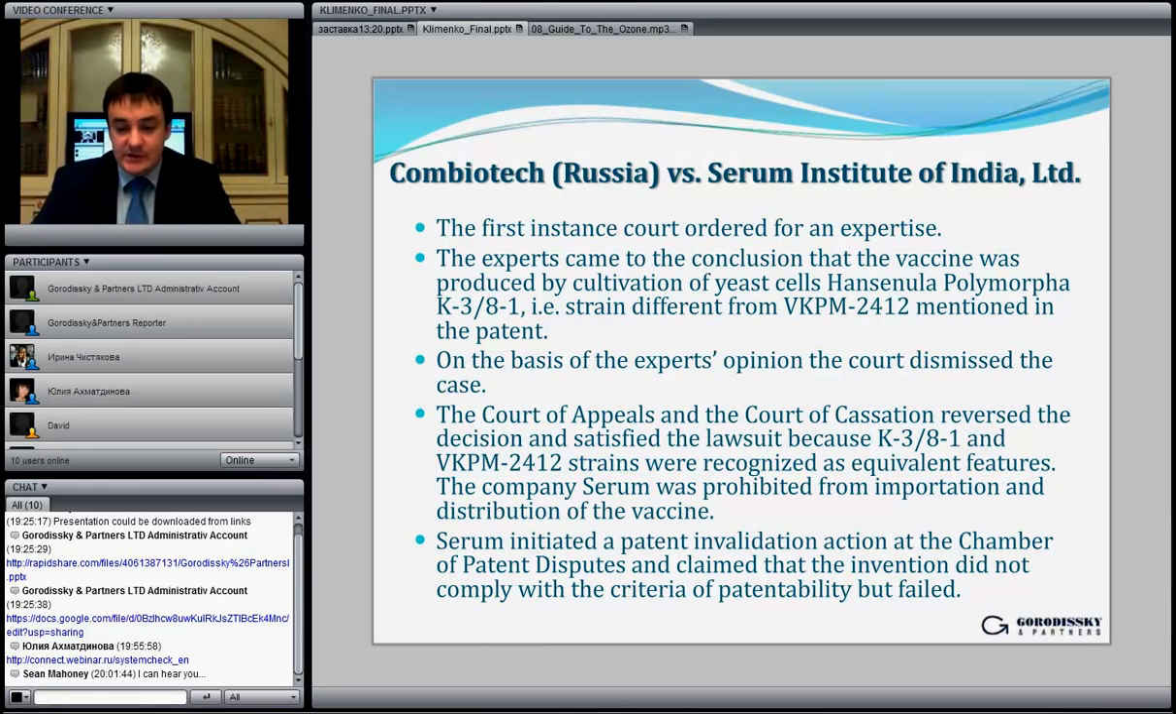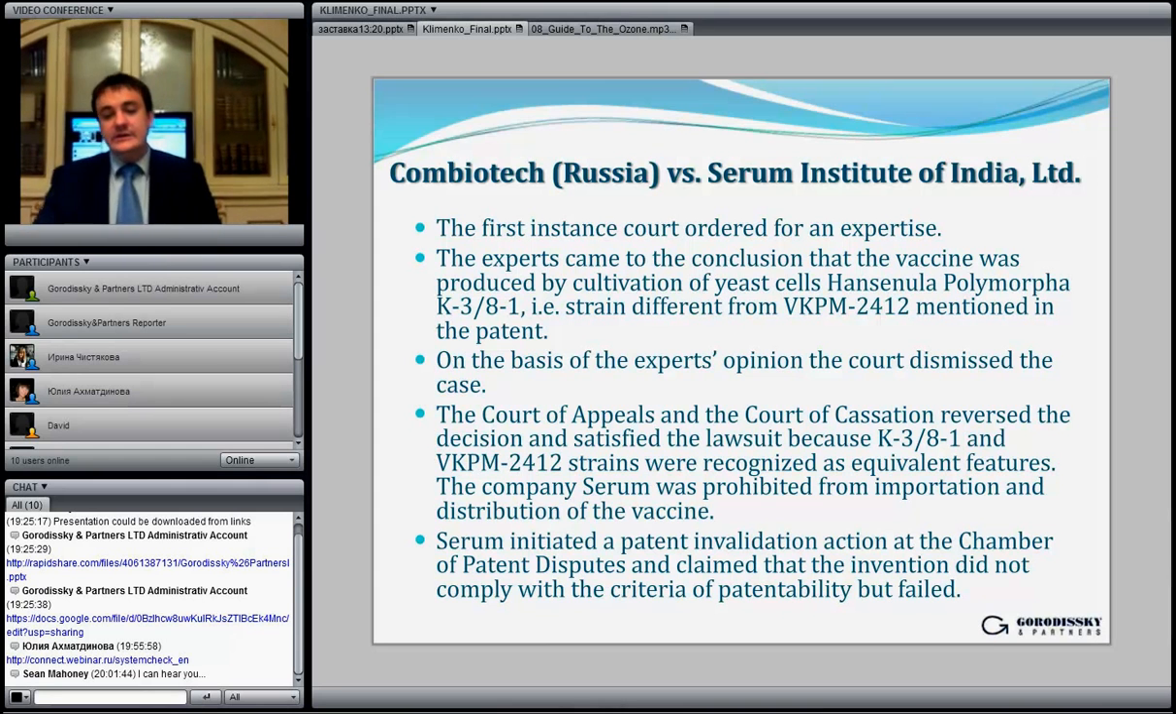But the Court of Appeals and the Court of Cassation reversed the decision and satisfied the lawsuit because, in the opinion of the courts, using different yeast strains can be considered as equivalent features, and therefore such actions as importation and distribution of the products should be considered infringement of a patent and therefore prohibited.